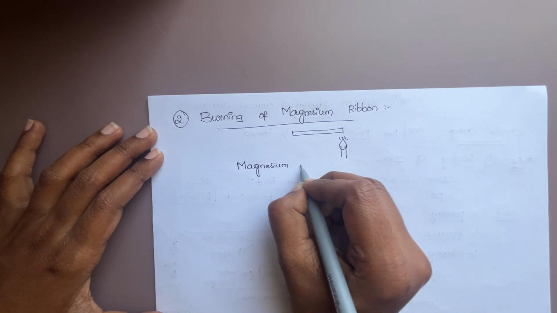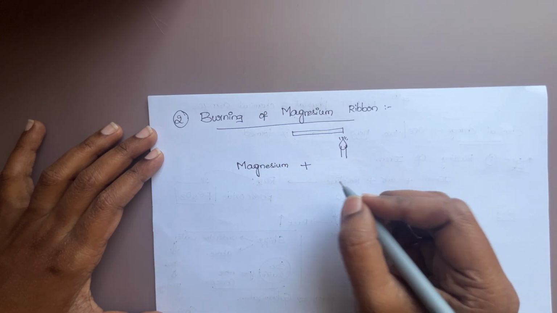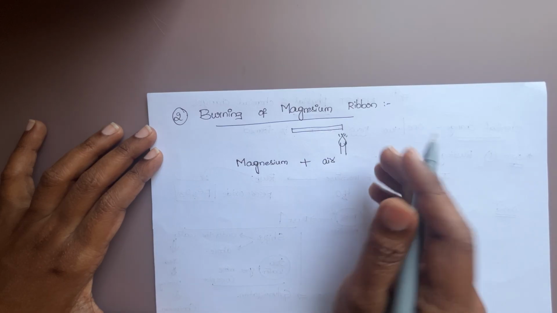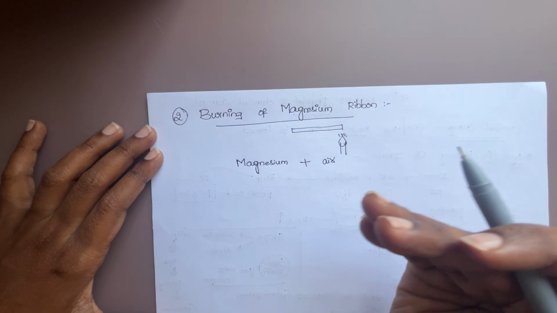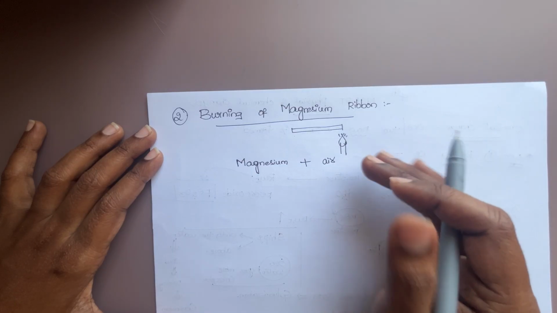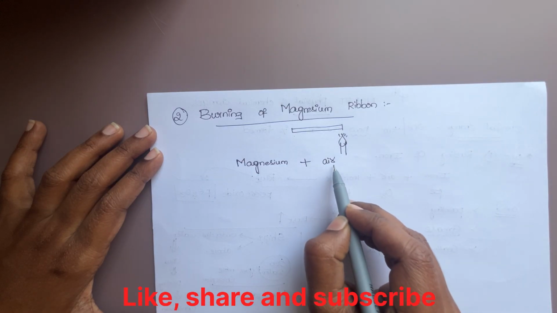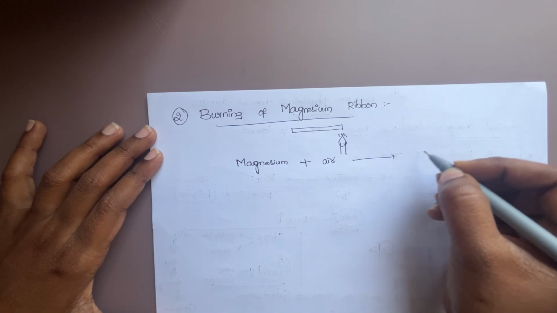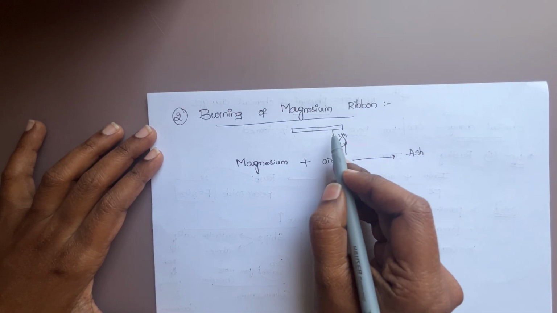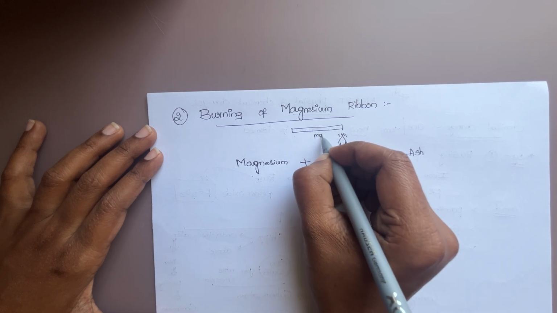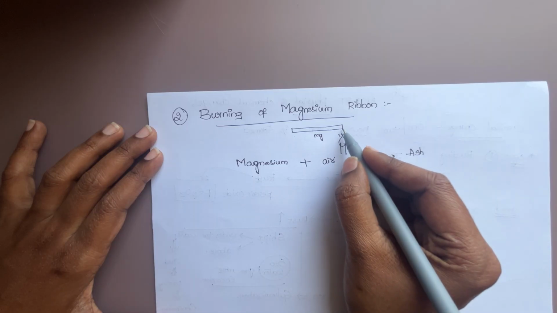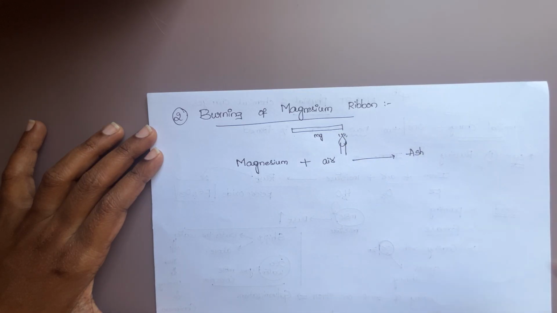Magnesium undergoes the burning process. Burning usually takes place in the presence of air. Without air there is no burning process. Candle lighting also takes place in air only. So air is very important. Then what happened? It produced ash. After burning this magnesium ribbon, which is stripped like small strips of aluminum, ash is produced.